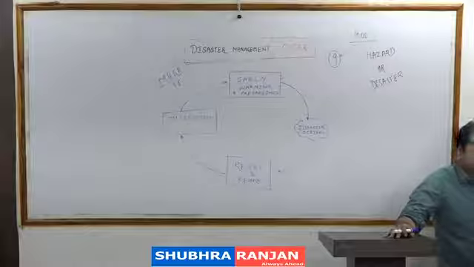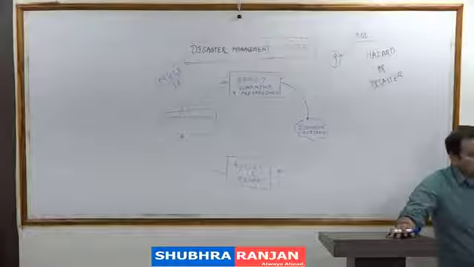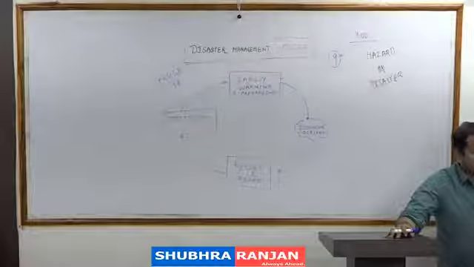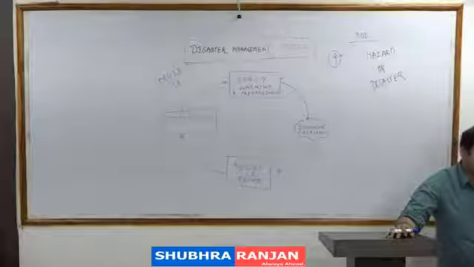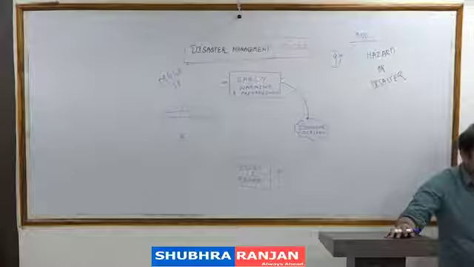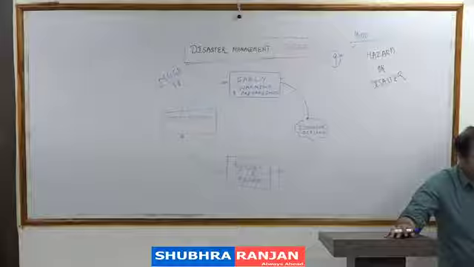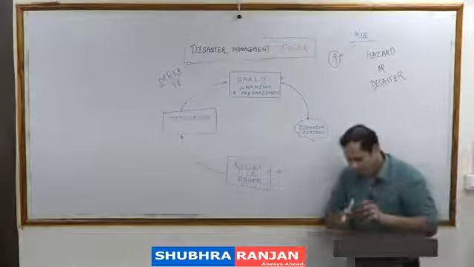What is the difference between hazard and a disaster? A natural hazard, earthquake is a hazard, but if it kills the people, then only we will call it a disaster. Landslide is a hazard, but if it kills the people, it will be known as a disaster.